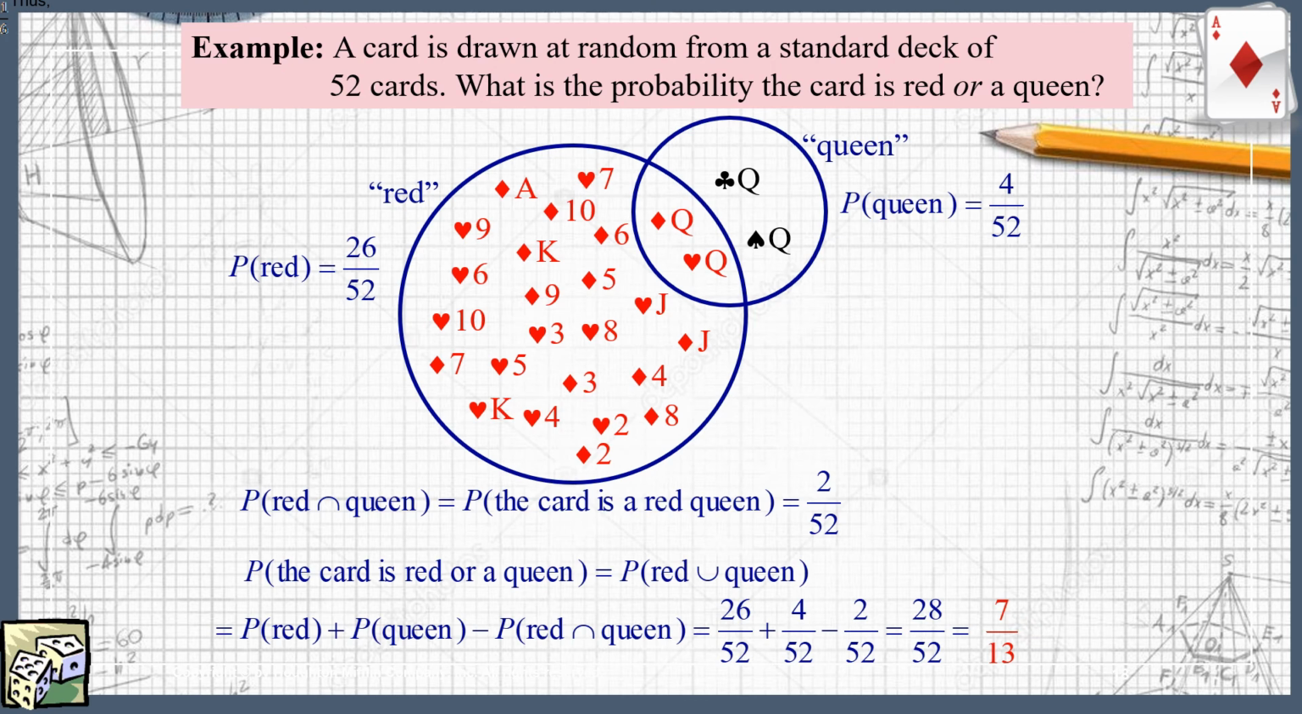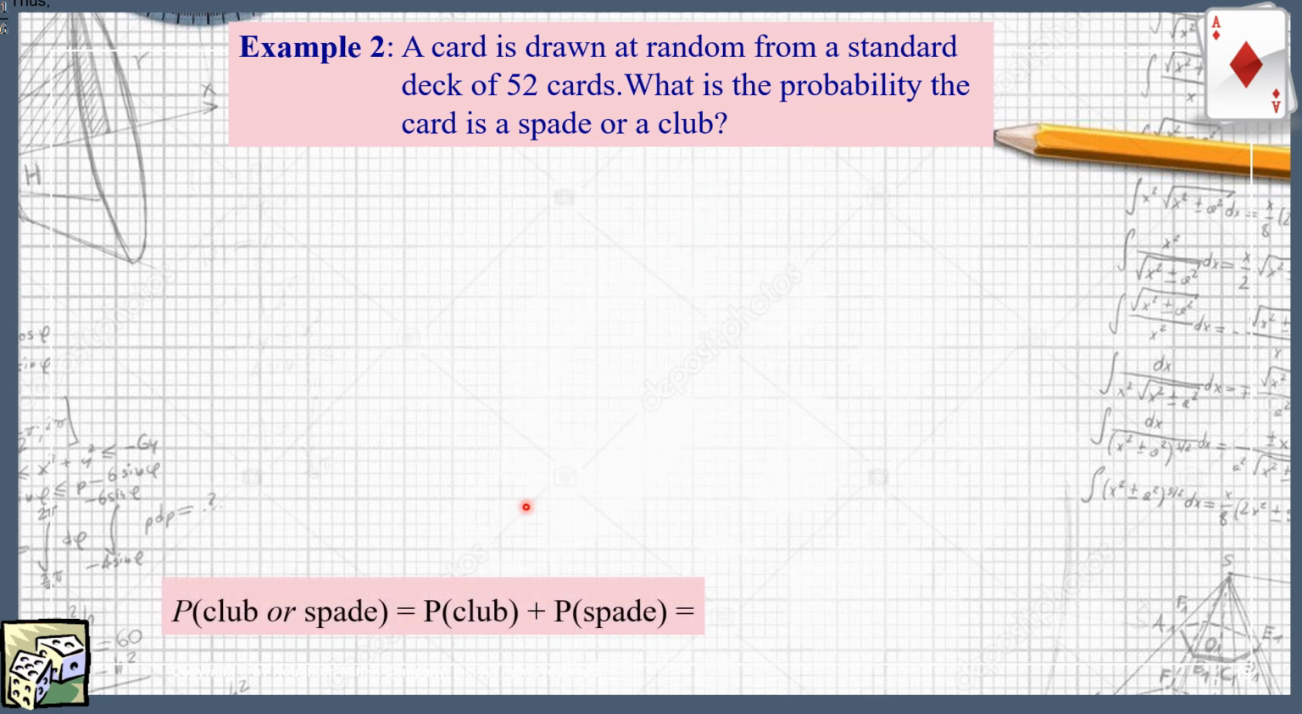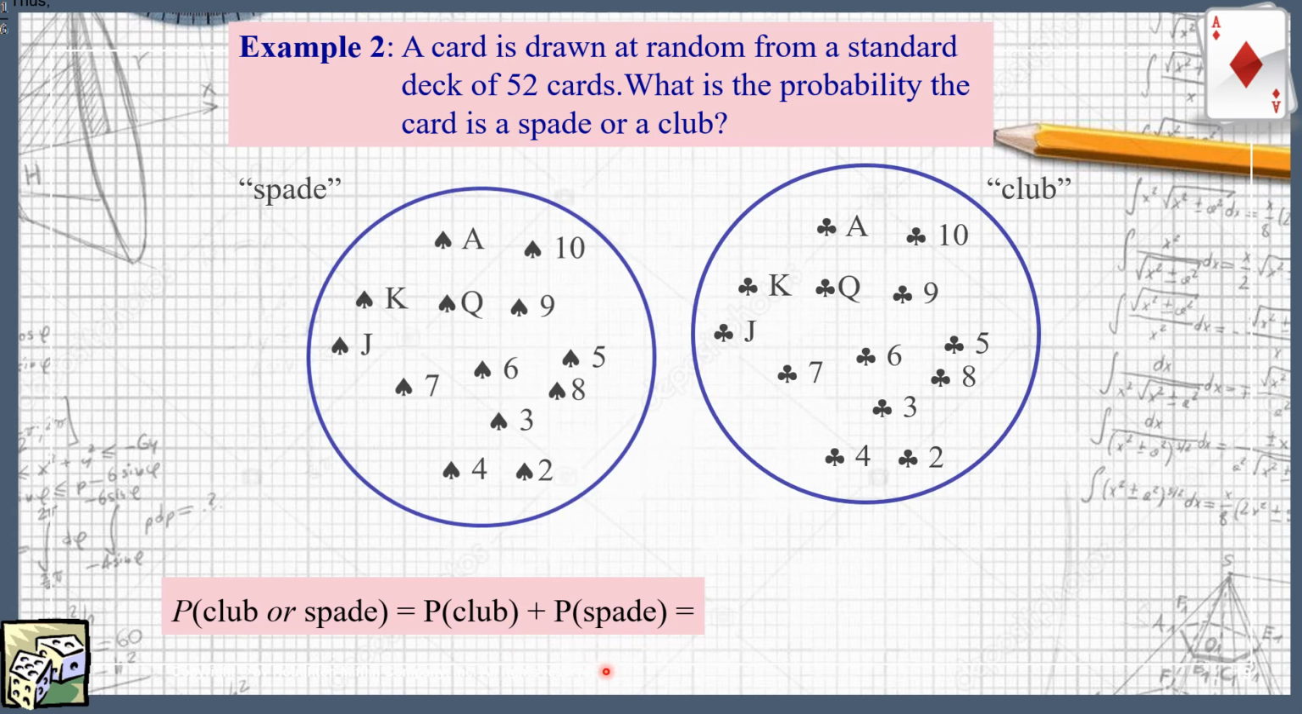Next example of union, probability of the union of two events: if a card is drawn at random from a standard deck of 52 cards, what is the probability that the card is a spade or a club? So, or again, spade or a club is mutually exclusive. Kasi nga, wala naman tayong spade card na club pa. So, ang formula lang natin ay probability of club plus probability of spade kasi nga mutually exclusive, wala silang intersection. Ito yung dalawang set natin. This is the set for the spade and set for the club.